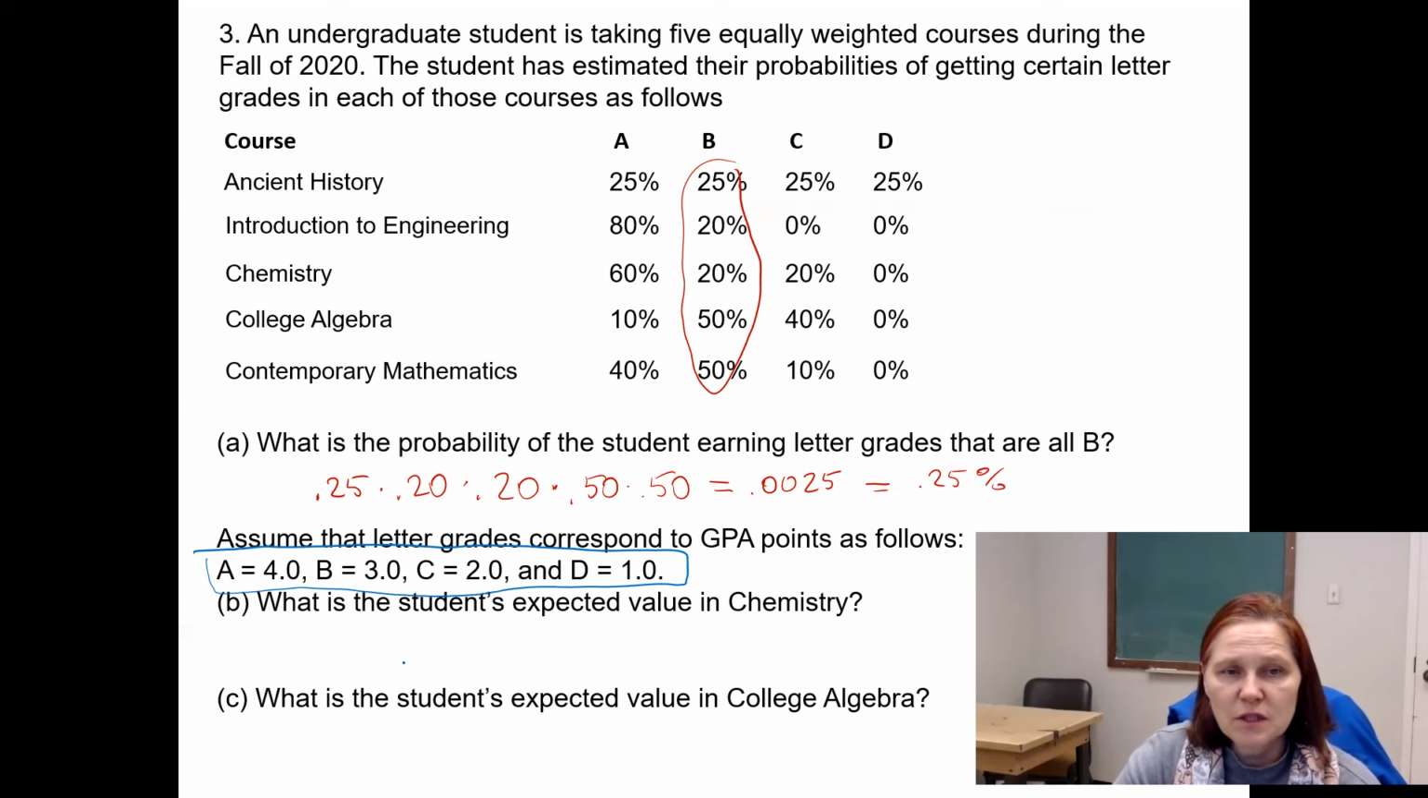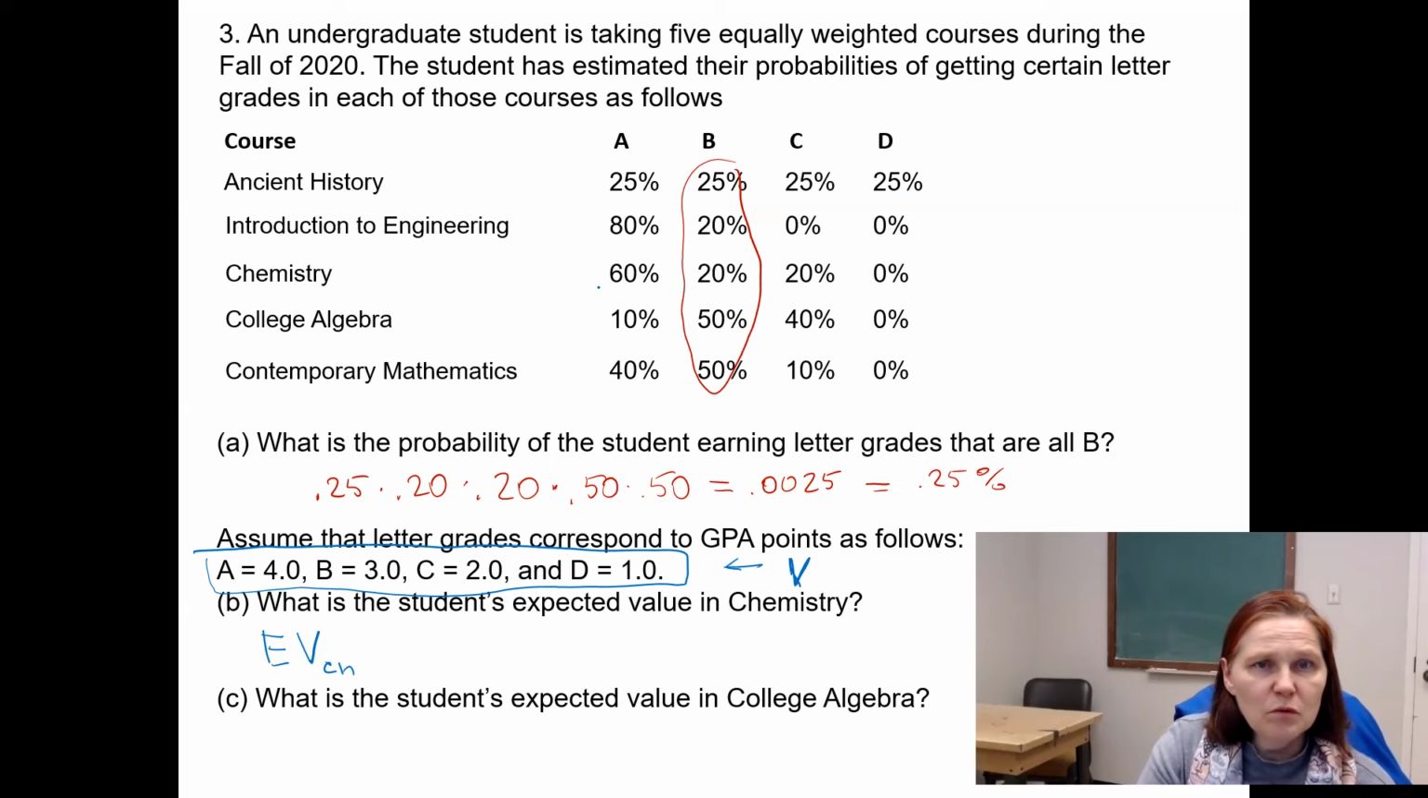What is the student's expected value in chemistry? So expected value, we have a formula for expected value, is a sum of value times probability. So the values are 4, 3, 2, and 1. Probabilities are given in a table. We will consider now this line for chemistry.